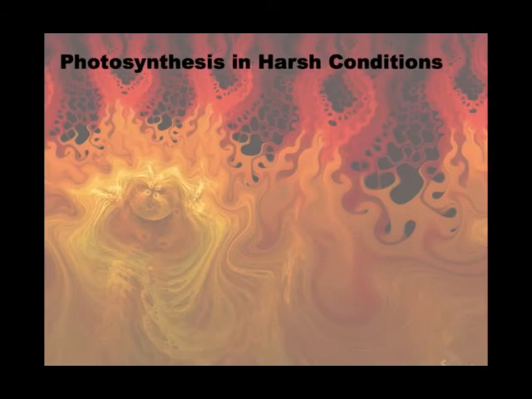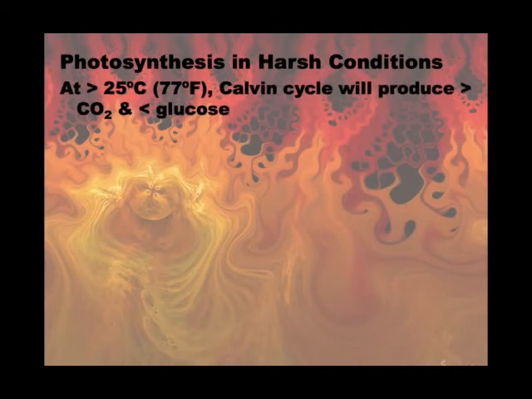Now, sometimes conditions are rather harsh for photosynthesis to take place because, as you know, reactions oftentimes are temperature dependent. So if you have greater than 77 degrees Fahrenheit or 25 degrees Celsius, the Calvin cycle has a little burp in it. It makes more carbon dioxide and less glucose, which is not really good because we're only getting 2 glucose out of this thing.